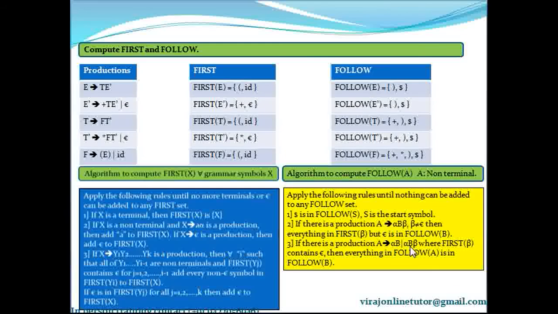Second part of the third rule says match it with alpha B beta, and only if first of beta contains epsilon in it, place follow of left hand side into follow of B. I repeat, only if first of beta contains epsilon in it, place follow of left hand side into follow of B. So alpha B beta: does first of E dash contain epsilon in it? Yes. So place follow of E into follow of T.